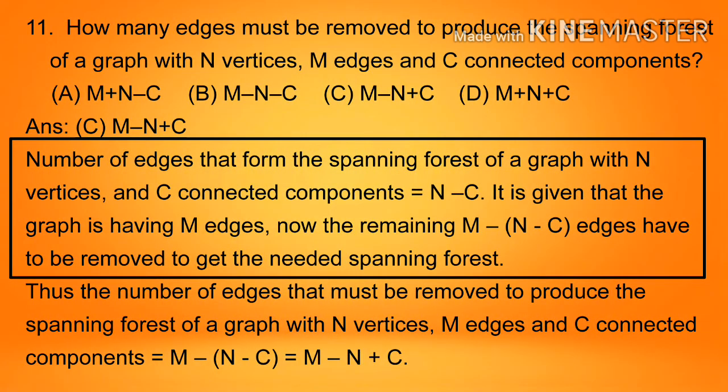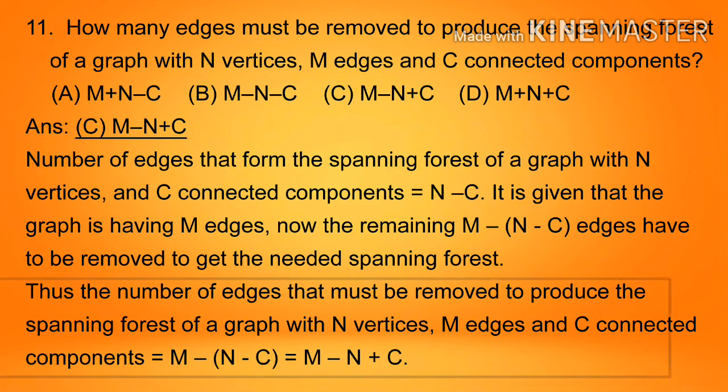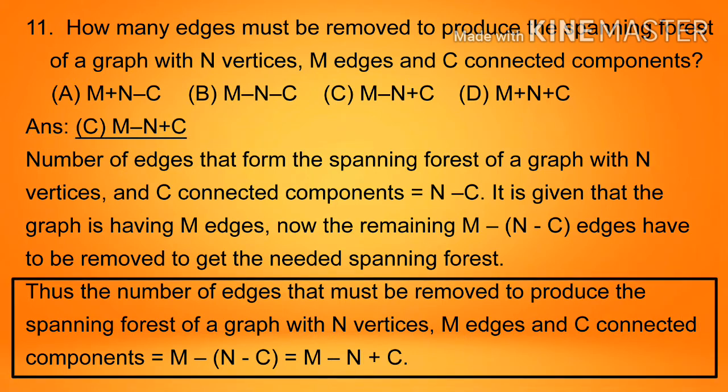Number of edges that form the spanning forest of a graph with n vertices and c connected components equal to n minus c. It is given that the graph is having m edges. Now the remaining m minus (n minus c) edges have to be removed to get the needed spanning forest. Thus, the number of edges that must be removed to produce the spanning forest of a graph with n vertices, m edges and c connected components equal to m minus (n minus c), which is equal to m minus n plus c.